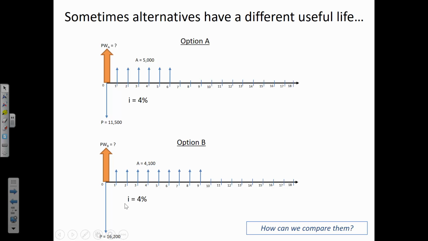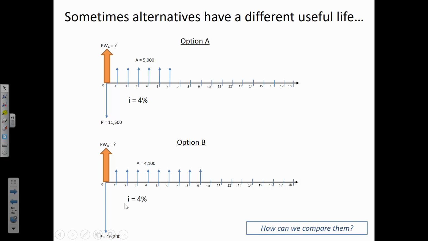Why is it that these two cash flow diagrams can't be compared directly? Because they have a different time scale. And so we know that you can't compare two alternatives if they last a different useful life. You can't directly compare the Honda, which lasts for 10 years, to the Hyundai that may only last 7 years. All right, so this was the issue. This is why we can't compare them directly.